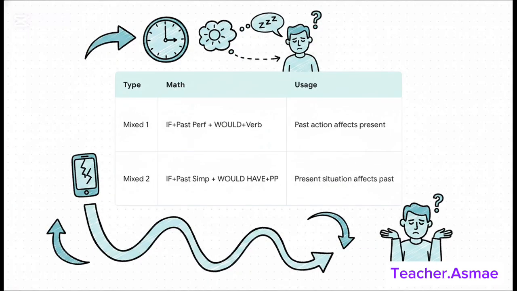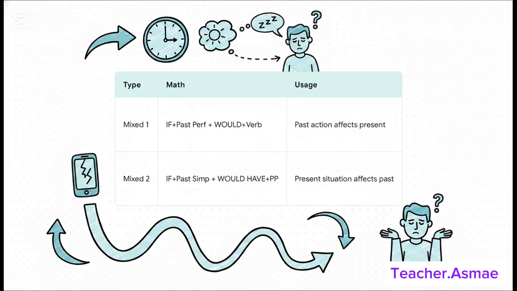Okay, let's break down the chaos. First, look at the mixed 1 conditional. The math grabs the condition from the past, that's if plus past perfect, and pairs it with the result in the present, would plus verb. The usage here, it's to show how a past action affects the present moment. The example gives us if he had slept earlier, he would feel better now. So his past lack of sleep directly equals his present exhaustion. Makes sense, right?